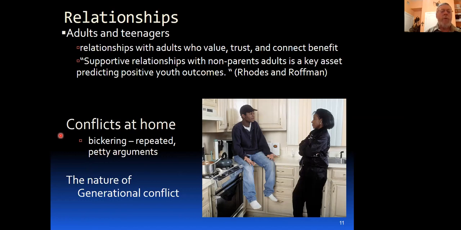Now, what really brings on these sort of conflicts that are common in adolescence? Well, maybe you look at the picture there, and you can see a typical situation, and it looks like, you know, mom is telling that adolescent, hey, I've told you how many thousands of times, I don't want you sitting on the counter, it's not the way we do things, and the adolescent is sort of trying to defend their position. So why is this so common?